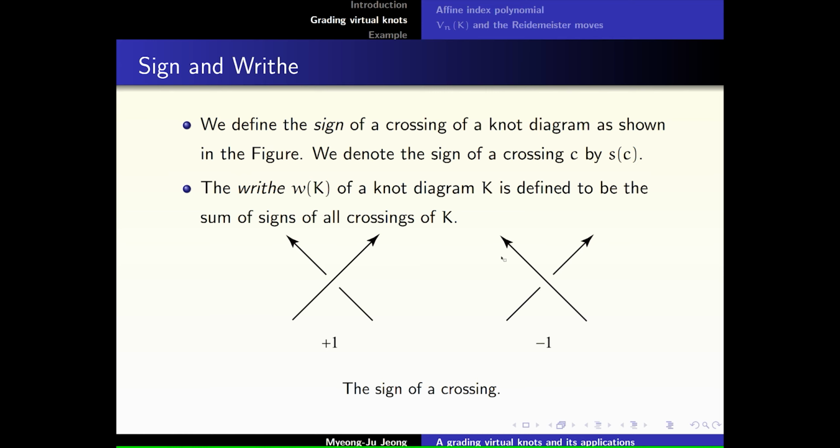In this talk, all virtual knots are assumed to be oriented. If we consider the crossing of a virtual knot, then we can assign +1 or -1 for each crossing, which is called the sign of the crossing, which are defined as shown in this figure. And the writhe of a knot diagram is defined as the sum of signs of all crossings of the virtual knot diagram.